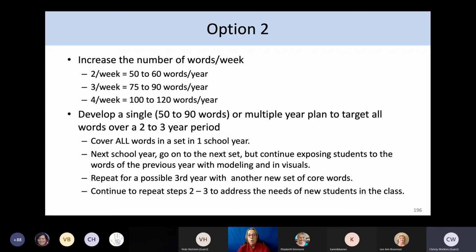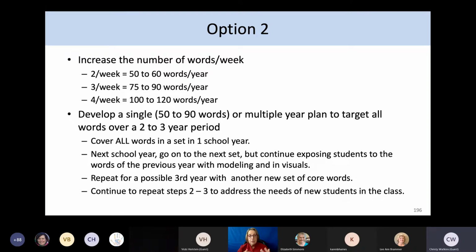Option 2, if you want to cover more, if you want to get through all those words you're working on, you've got 50 or 60 words you want to learn, then you're going to have to do 2 a week, or 3 a week, or 4 a week. In this same program, there were other classrooms where kids had much higher skills. And so they worked on 3 or 4 words per week. And then they could develop a single year plan or even a multiple year plan to make sure they're always targeting those words in a cycle through several years. But they try their very best to cover all their words that they wanted kids to learn in their set in a single year. All right.